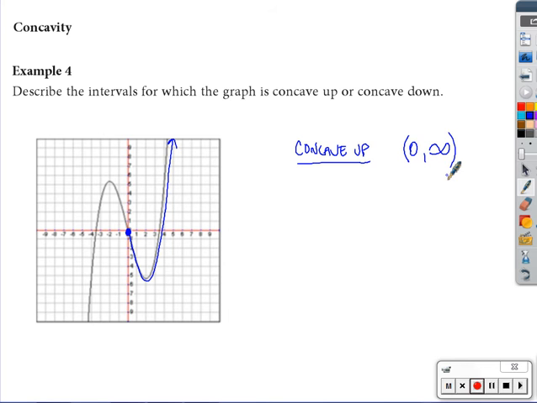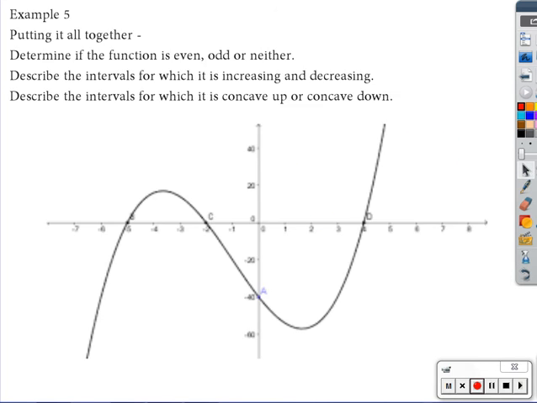And concave down then, if I poured water on this, the water would pour out over. That means it's concave down. And again, that's not the book definition here, right? That's sort of like the dummy definition. And it's concave down from negative infinity to 0. So there's some of your new descriptors. Let's take a look at one last example here.